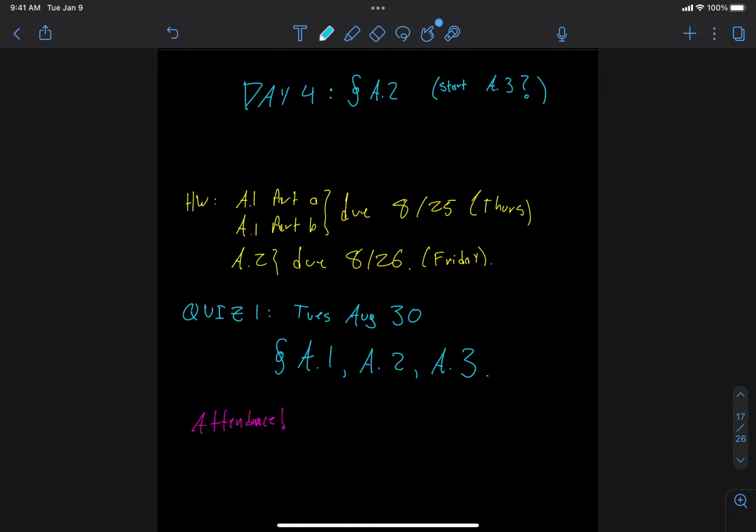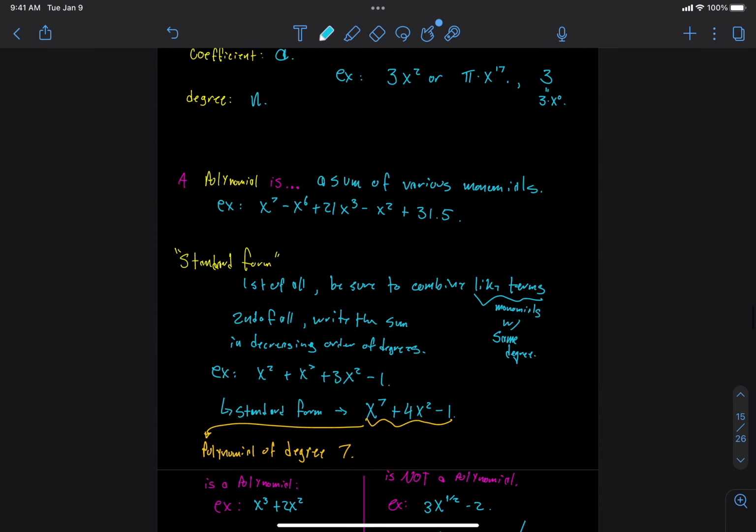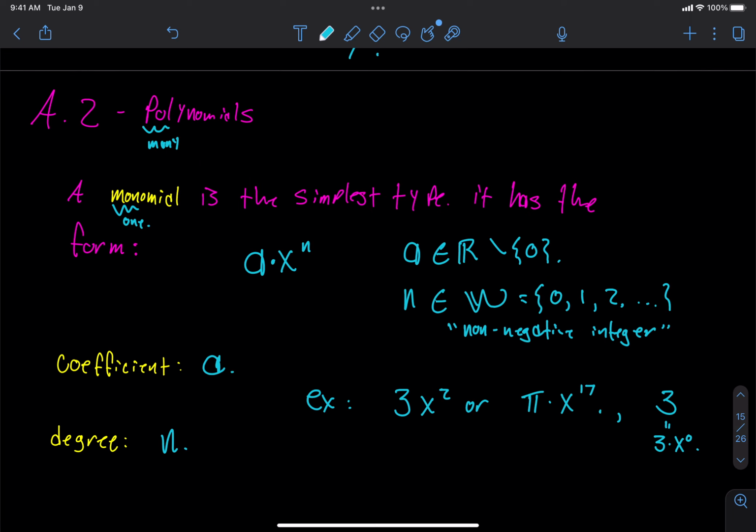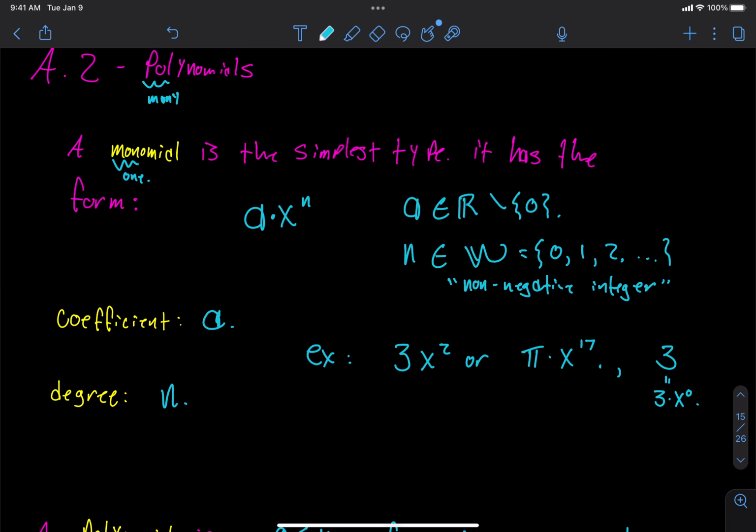Okay, if not, then let me remind you what we were talking about last time. Last time we talked about the definition of polynomials, and the first thing we defined actually was a monomial. That's a polynomial that just has one term. So a monomial has the form a times x to the power n, where a is a constant, a number which is not 0, and n is a whole number. Another way to say that is non-negative integer, so an integer that's not negative. We throw out -1, -2, all those other integers, and we're just left with 0, 1, 2, 3, and so on.